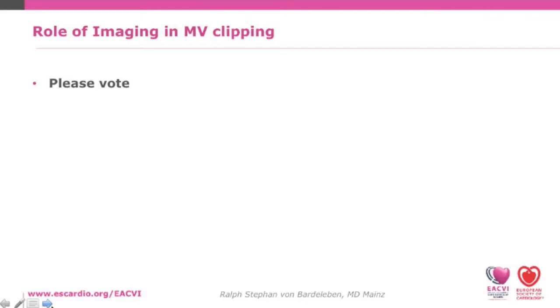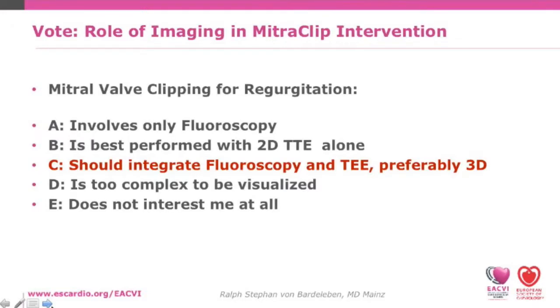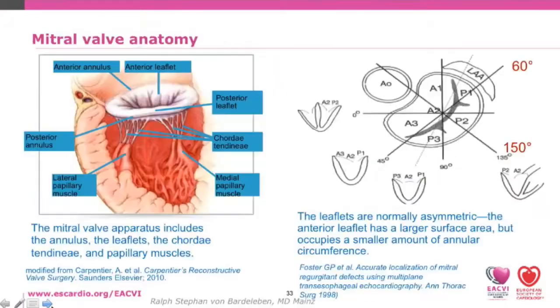Okay. So now the vote's coming, about 95% went for should integrate fluoroscopy and TEE, preferably 3D. That's perfect. So everybody is online and awake. This was the first important test question. There are some more classical operators too. So we had 3% that want to do it with 2D alone, and also with TTE, which is a little bit tougher task. And I will now explain why this is the case.